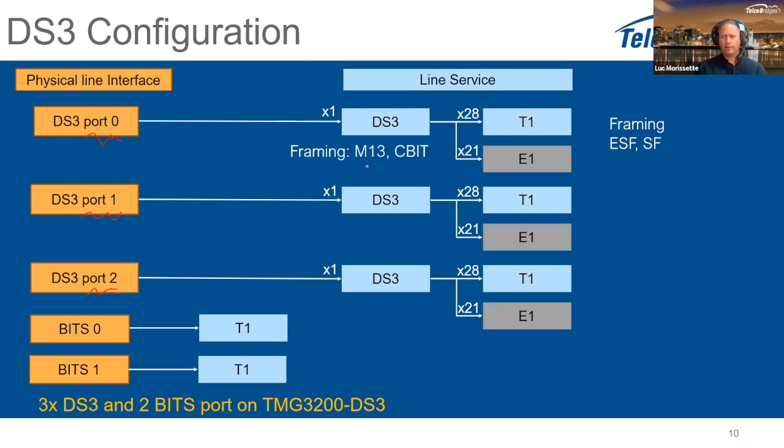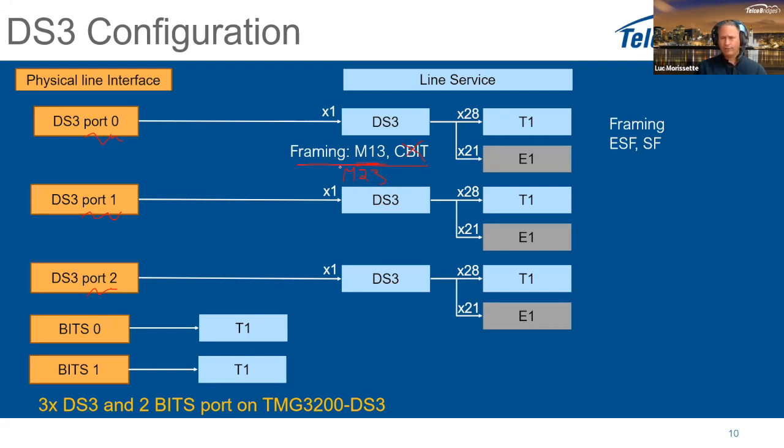So when you configure the DS3, you will need to say what framing you will be using. There are 2 types of framing that exist, M13 or M23 and CBIT. CBIT is for data, so normally we don't use this mode. We use only the M13, or I think in the configuration, it's called M23. Okay, so it's the same.